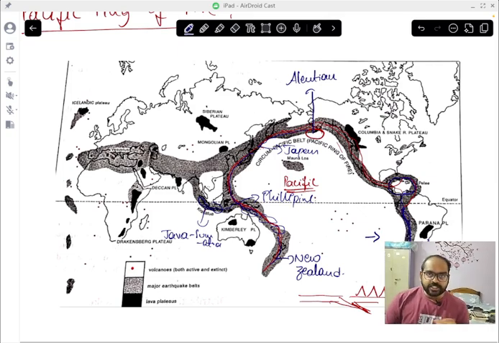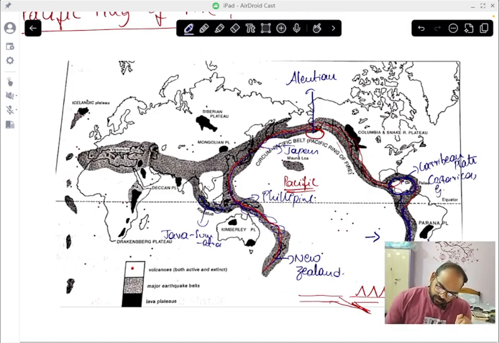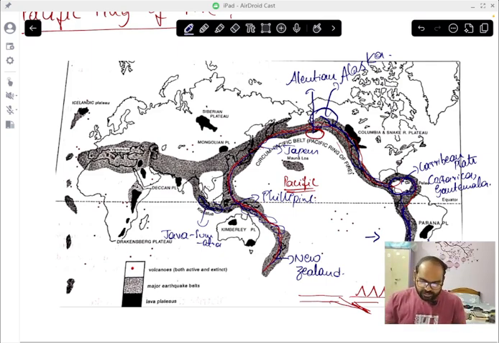What is the plate present in the Central American region? The Caribbean plate. And the volcanic islands present here are Costa Rica, Guatemala. These are the volcanic areas present in this region, Central America. From Central America, it travels towards the western coast of America up to Alaska. This region is called Alaska. This is how the Pacific Ring of Fire covers those places.